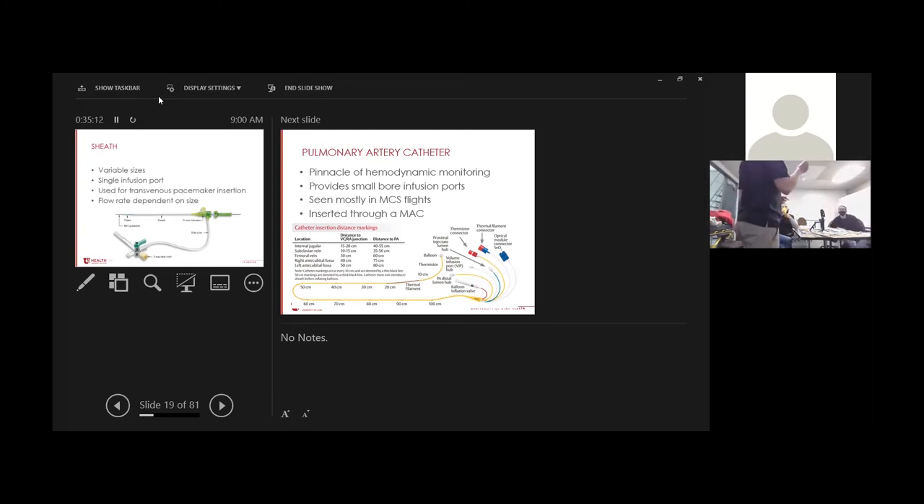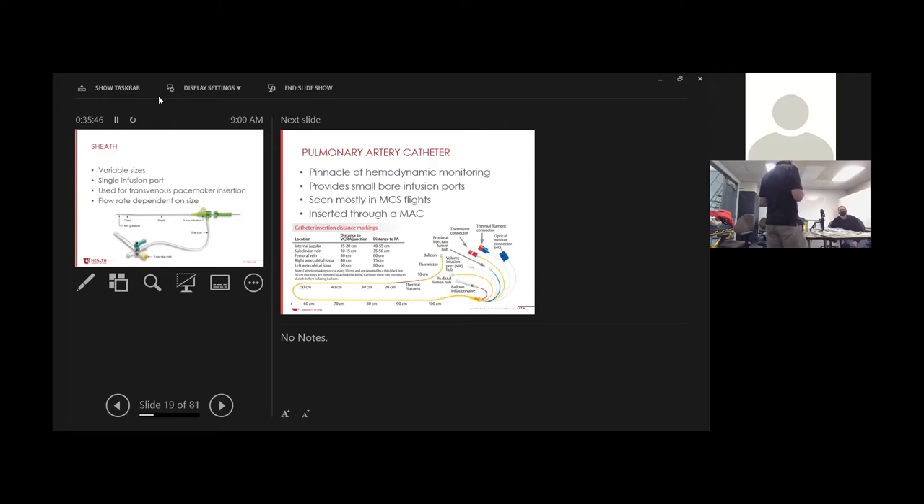All right, so this is just called a sheath. Technically, a MAC is a type of sheath. A sheath is a temporary line, and you're going to identify it because it has this side port coming off at 90 degrees. It usually has a rounded end and a three-way stopcock on it. These come in variable sizes, so sometimes they're great for infusion, sometimes they're not. They come in 6 French, 9 French, 12 French.